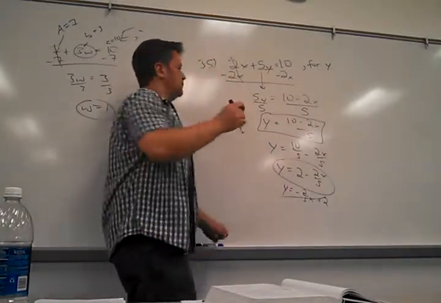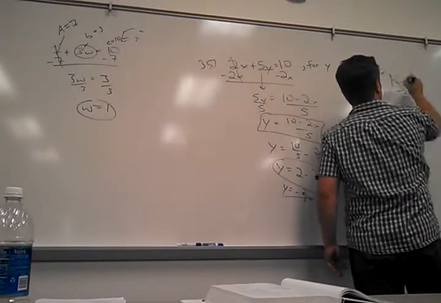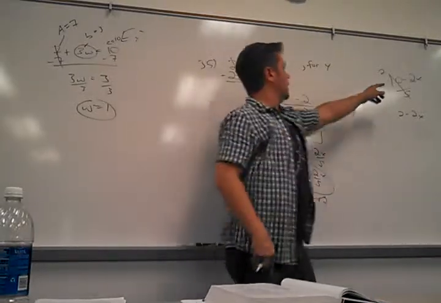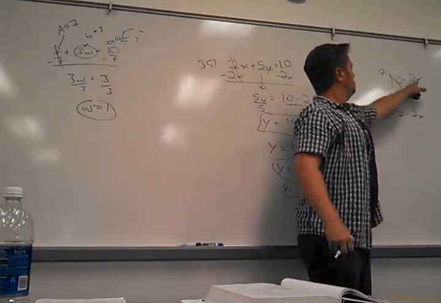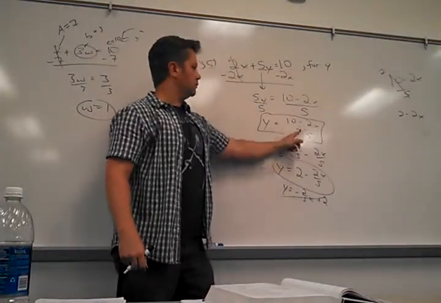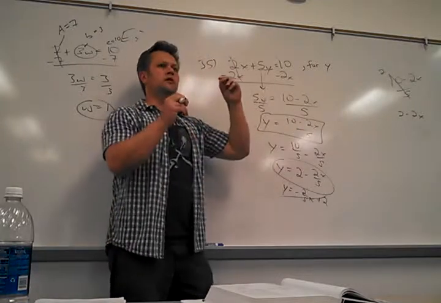The mistake people make is they do this. When they have this, they do that. And what mistake did I just make? They're both being divided by 5. That's not fair. So you're completely allowed to break it up, as long as both of these are being divided by 5.